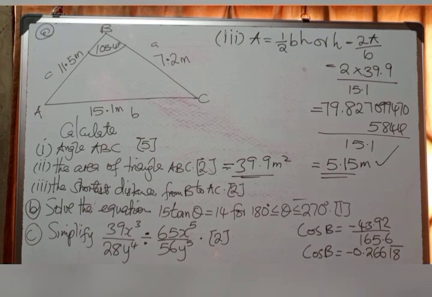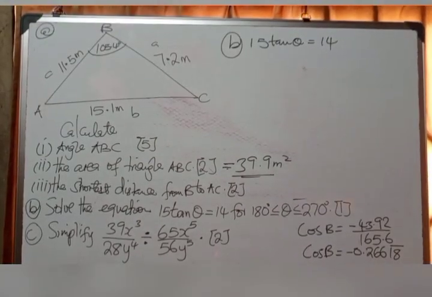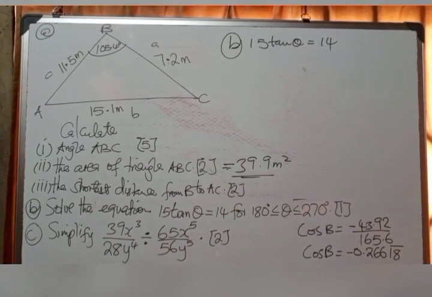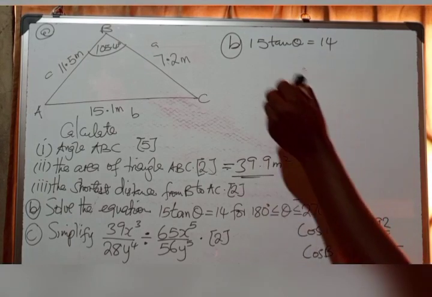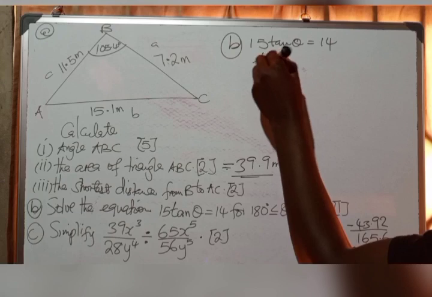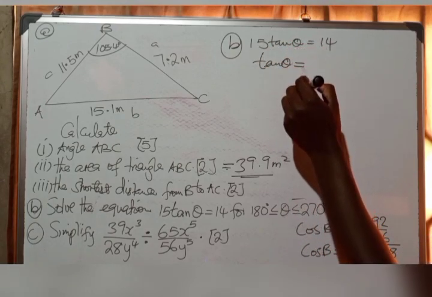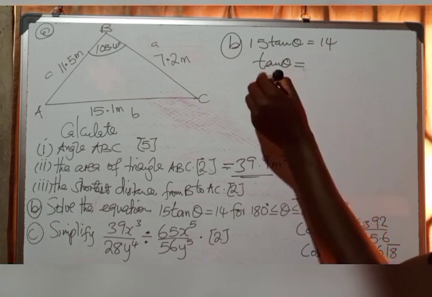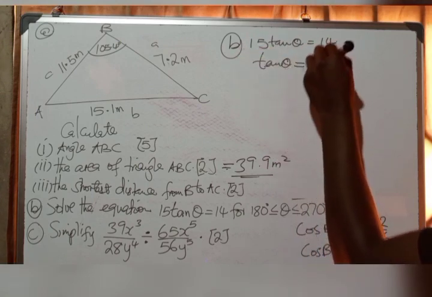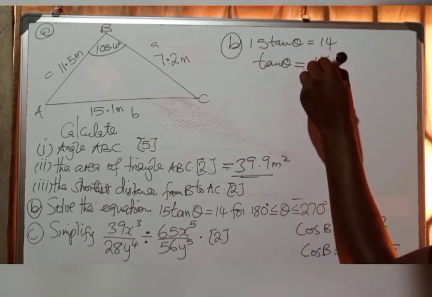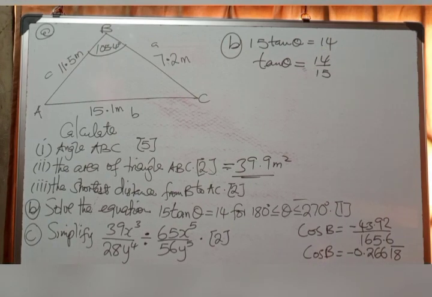The next question we are finding is question number B. So let's go to question number B. We are to solve the equation 15 tan theta is equal to 14. So this one, the first thing we have to do is make tan theta the subject of the formula, meaning it will be divided by 15 both sides, meaning we're going to have 14 over 15.